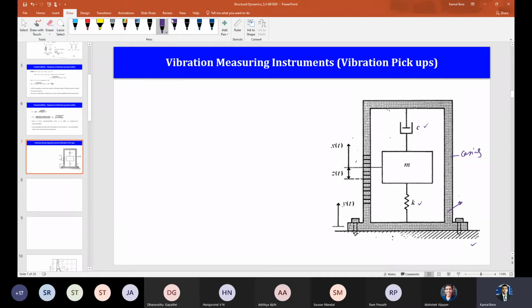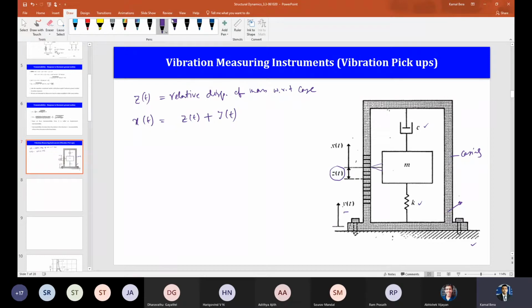Now some marker or pen will be there on this side. So it will measure the relative displacement, that is zt. So zt is the relative displacement of the mass, I can write here small zt, the relative displacement of the mass with respect to the casing or the base, because the casing is moving together with the base. And xt is the total displacement, that is equal to zt, the relative displacement of the mass, plus yt, the base displacement. yt is the ground displacement.